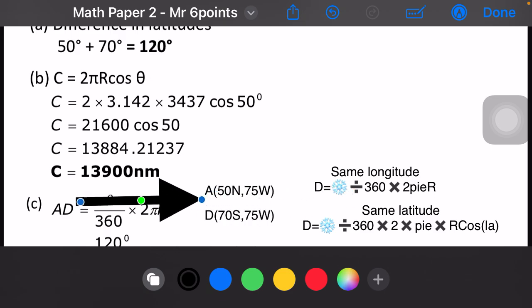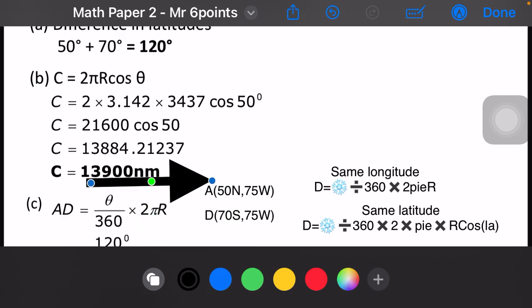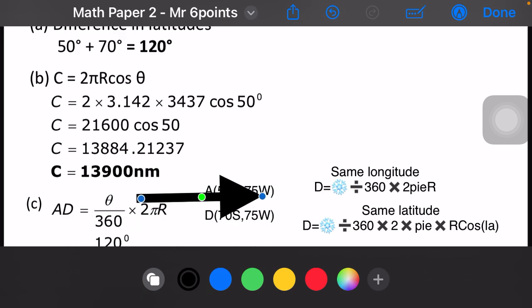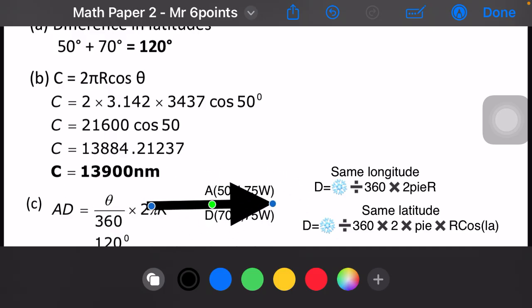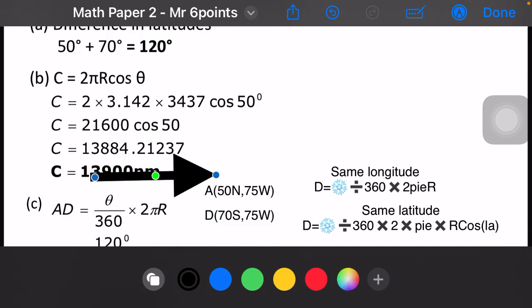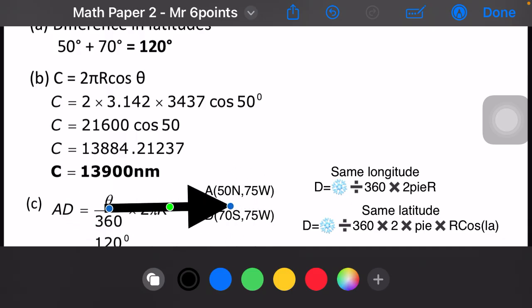So you need to check. First of all, what you need to do is write down the coordinates of those two points. After I've written down the coordinates of those 2 points, what do you do next? You simply look at the coordinates.